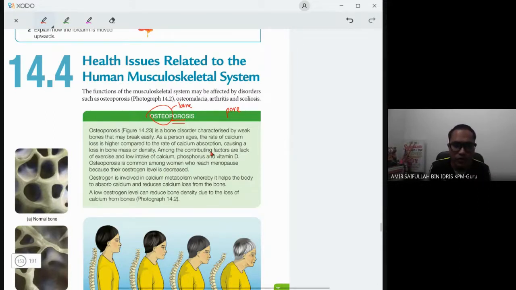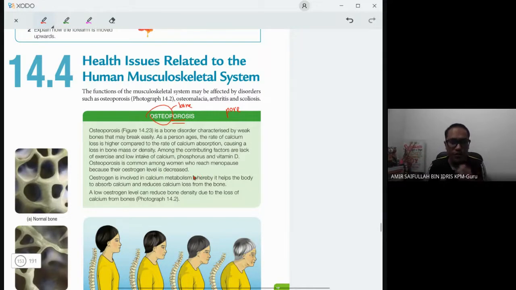So among the contributing factors, among the causes are lack of exercise and low intake of calcium, phosphorus, and also vitamin D. So this person lacks calcium, phosphorus, vitamin D. This is very common among women. It is more common among women than in men. So you see more women with a hunched back than men. Hunched back means the body curves down. So this curving down is more prominent, it always happens to women, more than to guys.